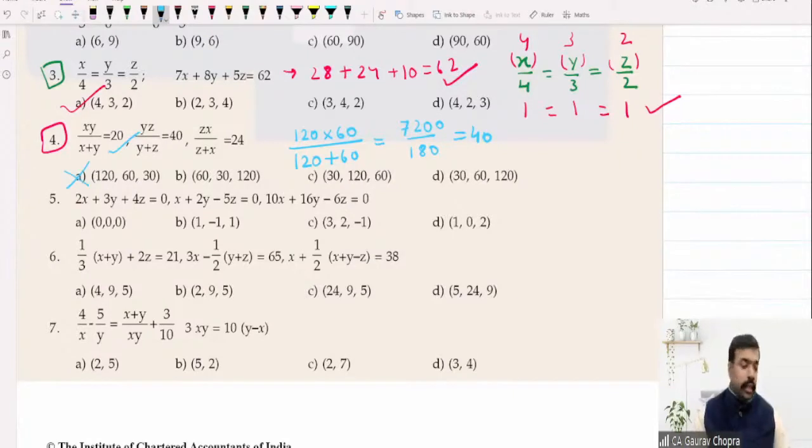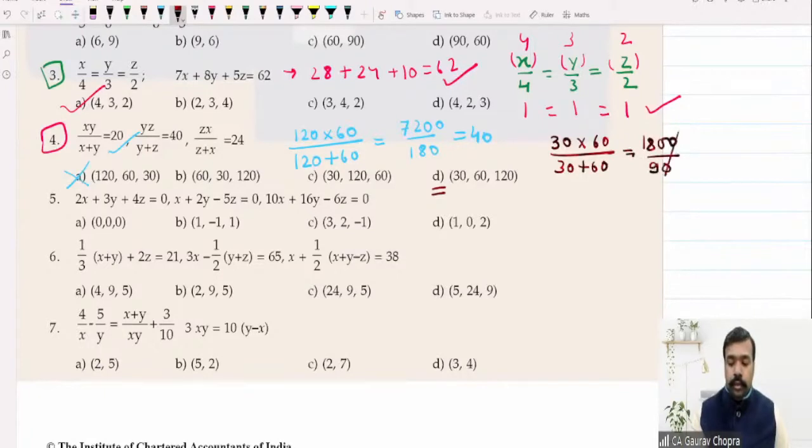You can try. Yes, some of you are giving the answer B and some are giving D. So let us check with option number D first. X into Y. So 30 multiplied by 60 divided by 30 plus 60. How much are we getting? 1800 upon 90. It is giving 20. Yes, it is now correct.